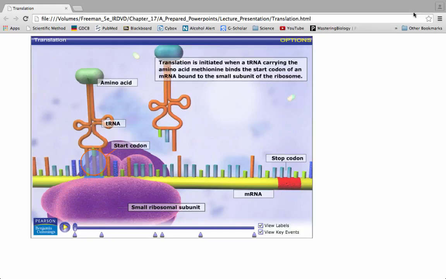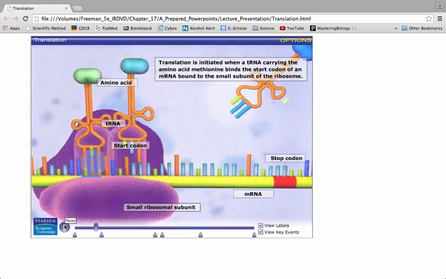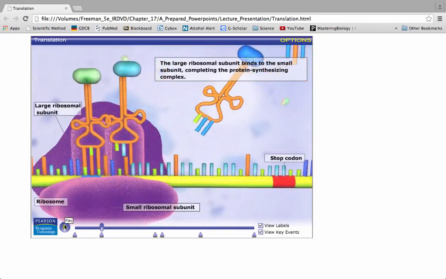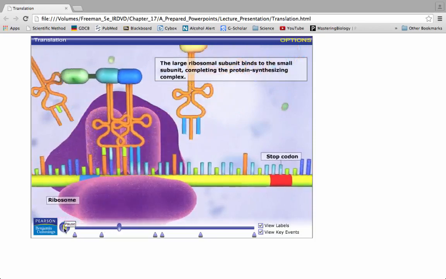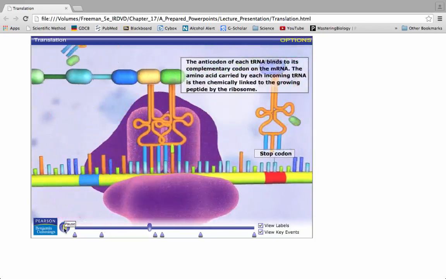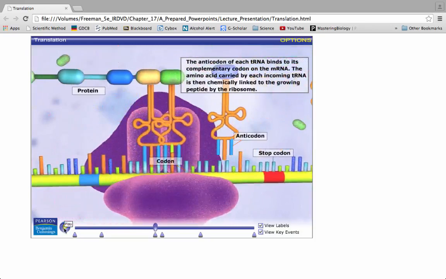Let's look at an animation of the process. Translation begins when a tRNA carrying the amino acid methionine binds the start codon within the mRNA. The large ribosomal subunit then binds, completing the ribosomal complex. Subsequent amino acyl tRNAs then bind the A site, translocate to the P site, where peptide bond formation takes place, and then exit through the E site on the ribosome.